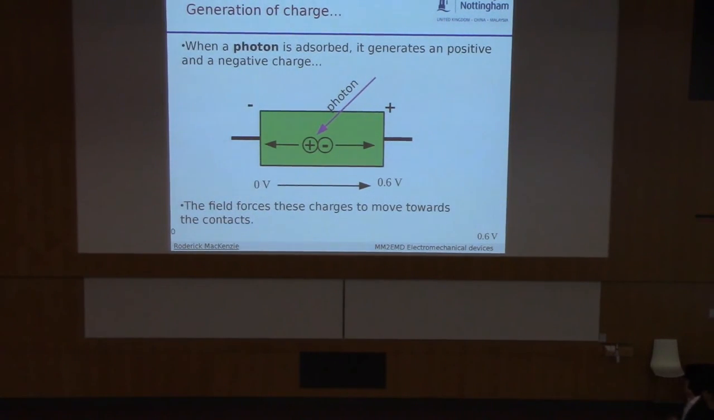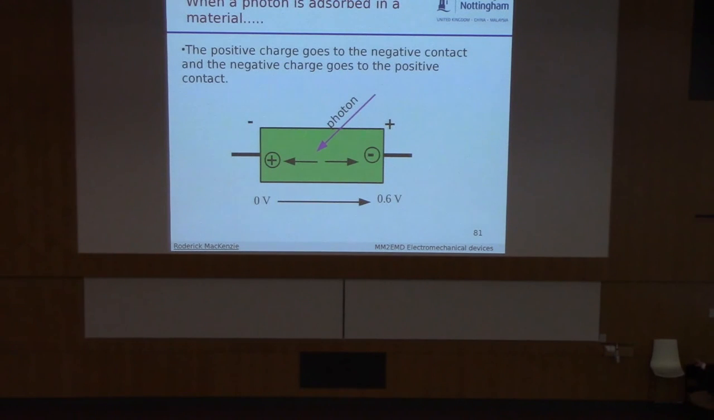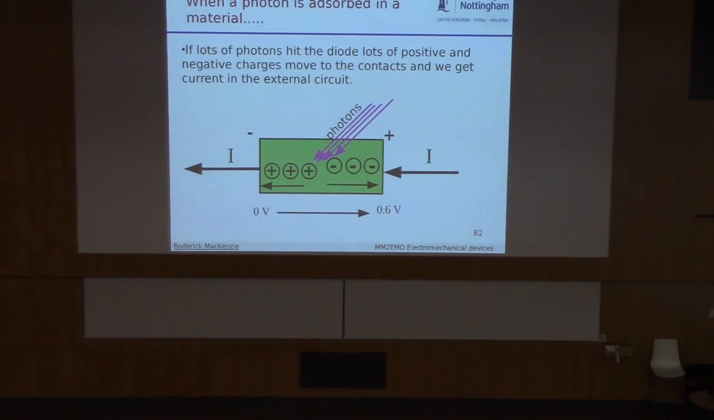Okay. Now, because we've got 0.6 volts in our diode already, this voltage effectively drags this photo-generated positive and negative charge to the ends of the diode. Then we put more photons in, and more photons generate more positive and negative charges. And this 0.6 volts we've got over our diode drags these charges to either end of our diode. And we start to see these charges in the external circuit.